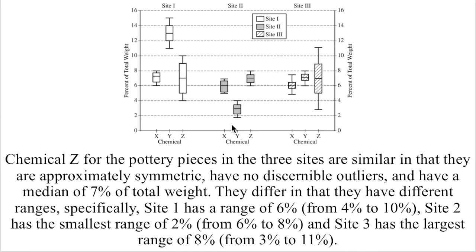Therefore, they are similar in that they are all approximately symmetric, have no discernible outliers, and have a median of about 7%, and differ in that they have different ranges.